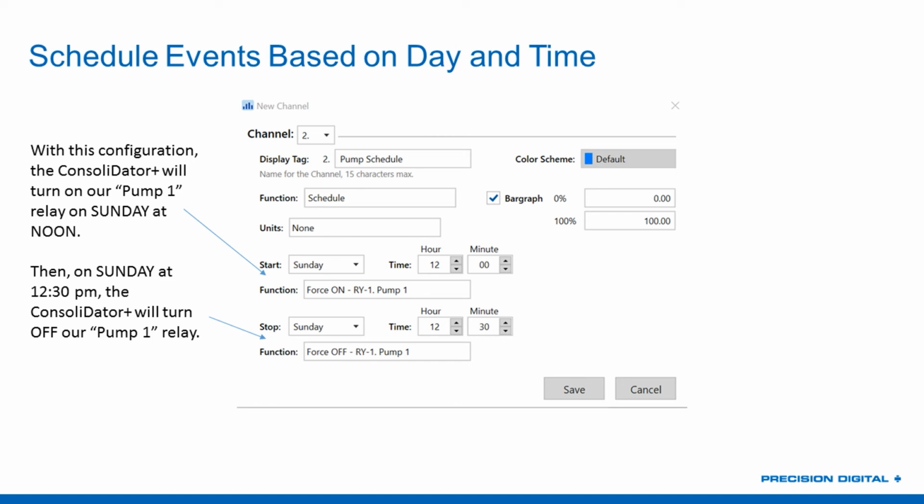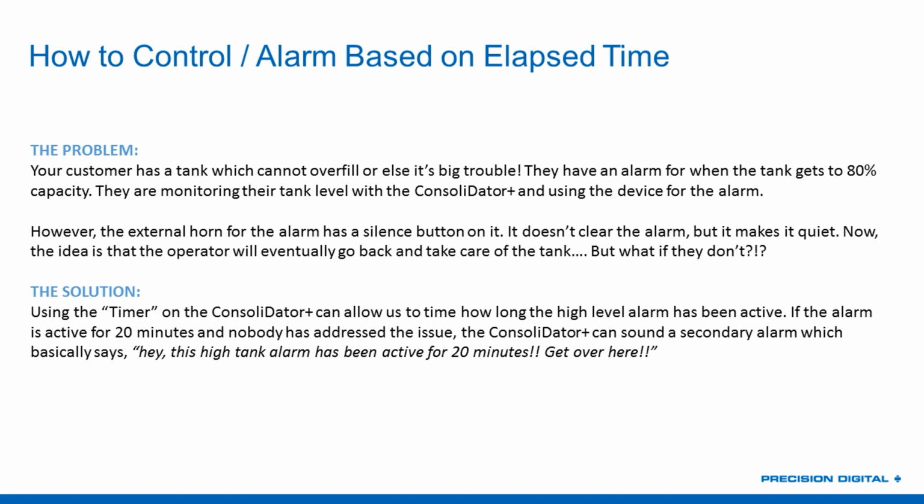And it's really nice, especially because if you wanted to do things only on weekdays, you wouldn't have to create a schedule for every single day of the week. You could just do all weekdays, and you would only use one channel. So that's how we can use the consolidator to schedule events based on time and day. But what if we want to control or alarm based on elapsed time? And so that's another thing we can do with this device.